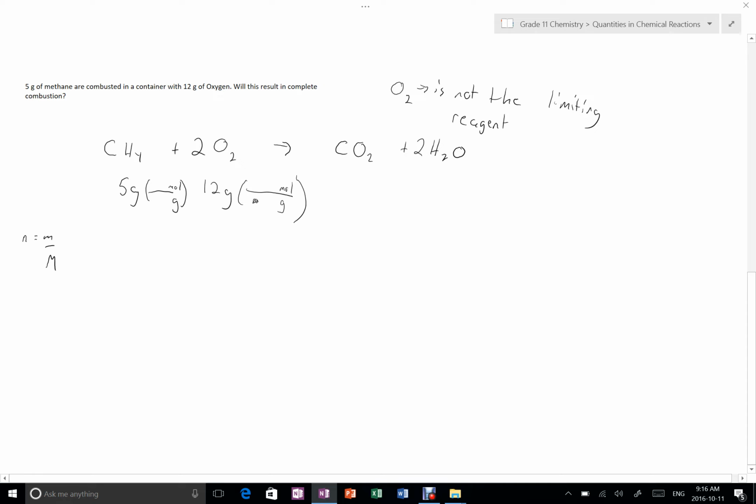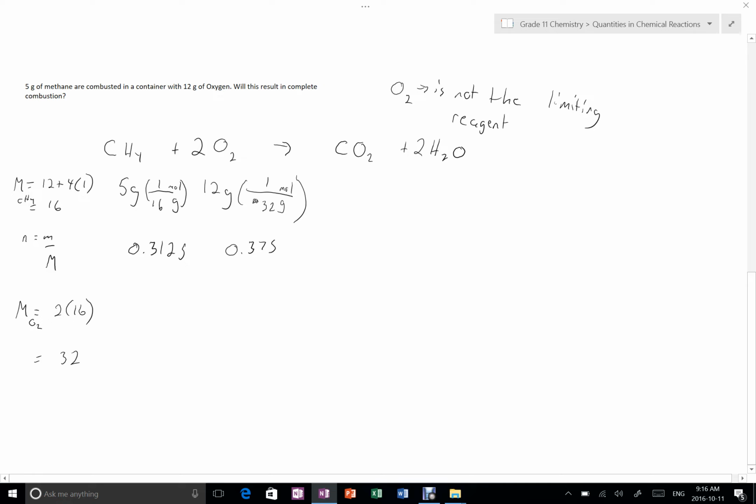For methane, I have a molar mass of 12 plus 4 times 1, or 16 grams per mole. So for every 1 mole, there's 16 grams. So 5 divided by 16 gives me 0.3125 moles. For oxygen, my molar mass is 2 times 16, which is 32 grams, and 12 divided by 32 is 0.375.